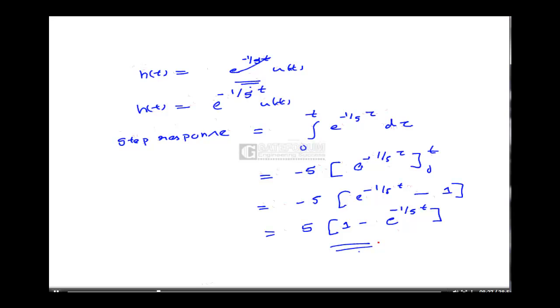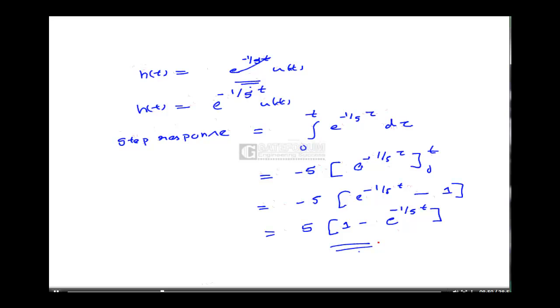Understood? First we have to find the impulse response. After finding the impulse response, we can find the step response just by integrating this. Suppose if a step response is given and we want to find the impulse response, we need to differentiate the step response. So they are just the integral differential relationship between impulse response and step response.